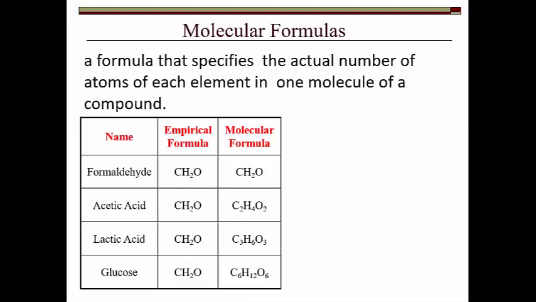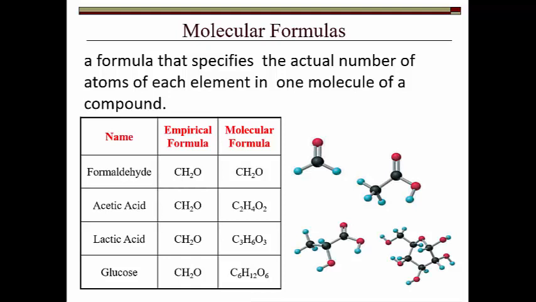So for these four compounds, you'll notice that the empirical formulas are all the same, CH2O, but the molecular formulas are different. Each of these is different because each of them has a different structure. This is formaldehyde, here's acetic acid, lactic acid, and glucose. The key here is that the empirical formulas are all the same because despite their different structural differences and molecular formula differences, the ratio of carbon to hydrogen to oxygen in all four of these compounds is the same: 1 carbon, 2 hydrogens, and 1 oxygen.